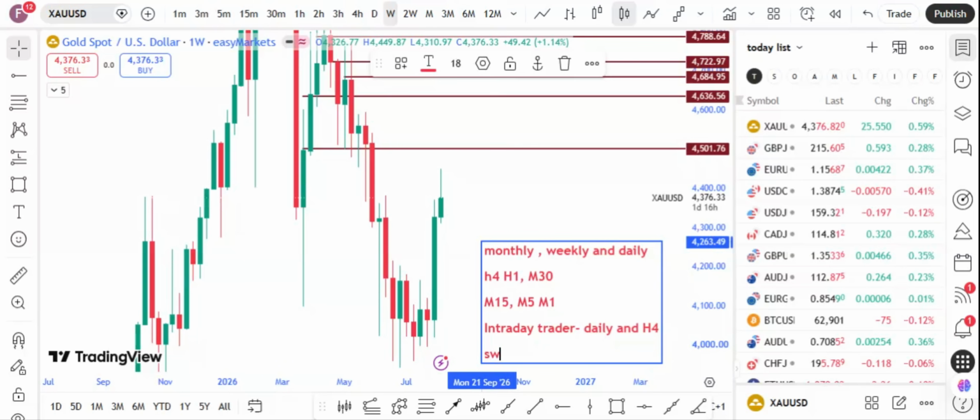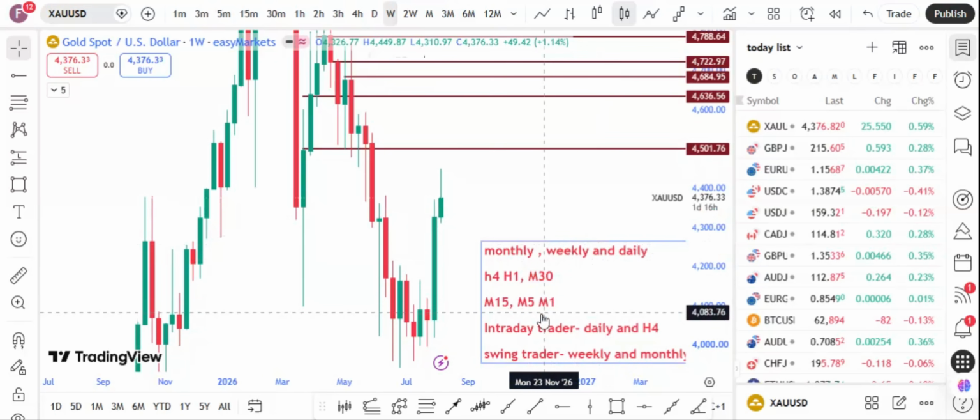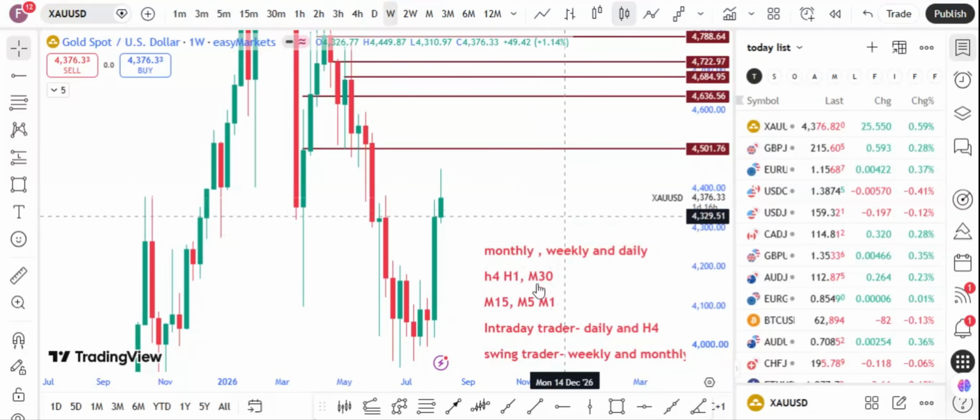Now, if you're a swing trader, you're going to use the monthly and weekly time frames. So the very first thing you're going to do is decide what is the direction for the month, what's the direction for the week, and what's the direction for the day. That's the first thing you need to know before you start looking for your setups.